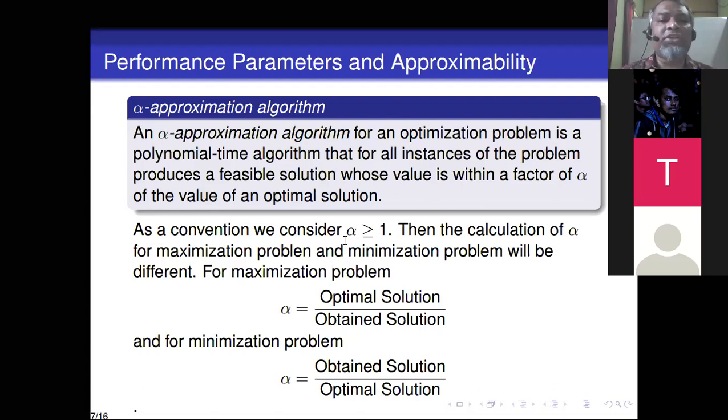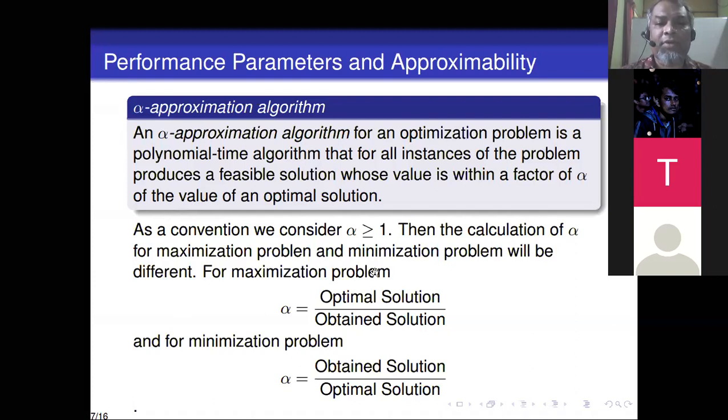Then the calculation of alpha for a maximization problem and a minimization problem will be different. If we use the same formula for these two problems, then for some problems it will be less than 1, and for some problems it will be greater than 1. But we are considering alpha greater than or equal to 1. So we need to calculate for maximization and minimization problems in different ways.